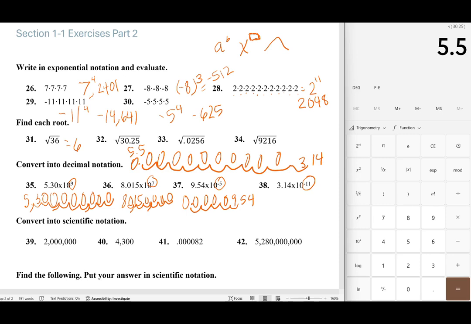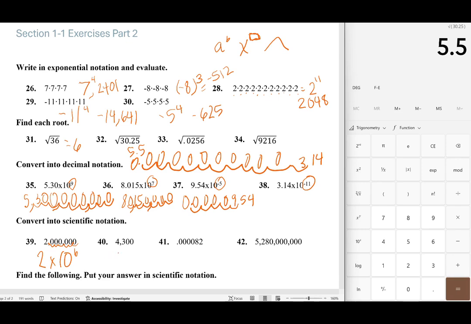There you go. And numbers 39 through 42, we're going to go the other way. So we're going to start where the decimal is and count. 1, 3, 4, 5, 6. And we want to stop when we get to a number where it's just one number in front of the decimal point, and that number is not 0. So 2 is bigger than 0, so we're going to stop there, and it's going to be times 10, however many zeros we counted. So that was 6. 1, 2, 3, 4, 5, 6. And because it's a large number, it's going to be positive.